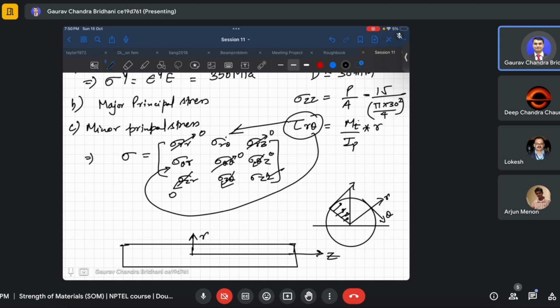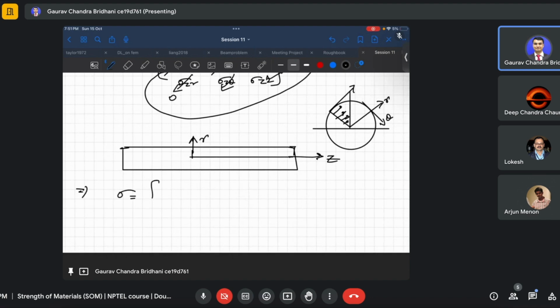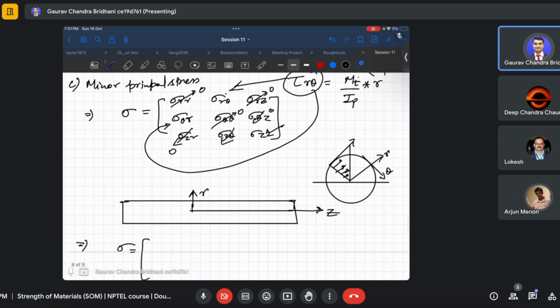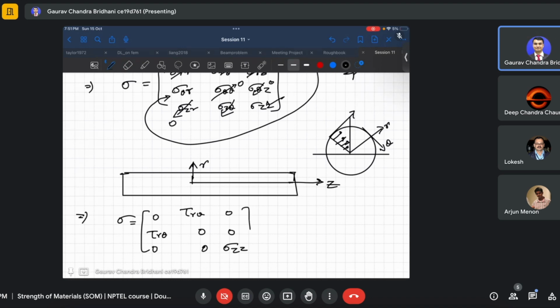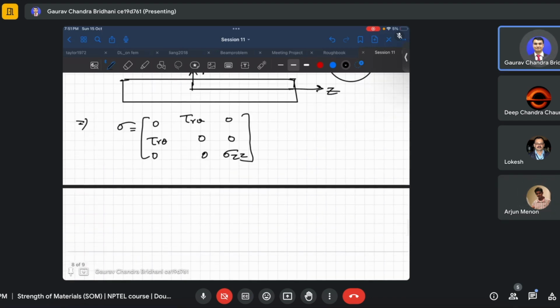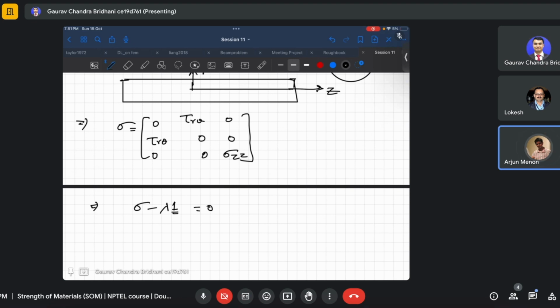Now you have to apply what? I will populate the matrix. So it will be here 0, 0, no, not 0, that will be tau r theta, 0, tau r theta, 0, 0, 0, 0, sigma zz, correct. Now you do what we used to do to find the eigenvalues, we used to have the eigenvalue problem. So we will write sigma minus lambda identity equals 0, correct.